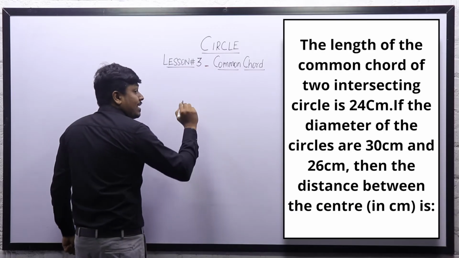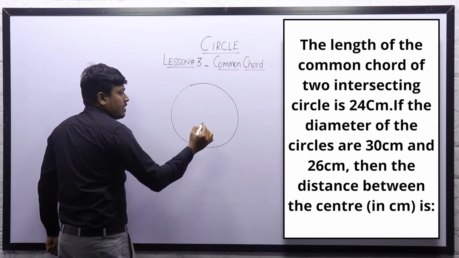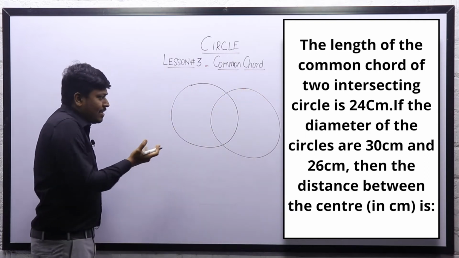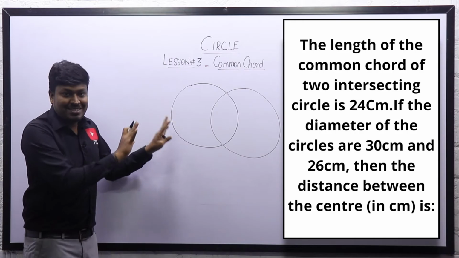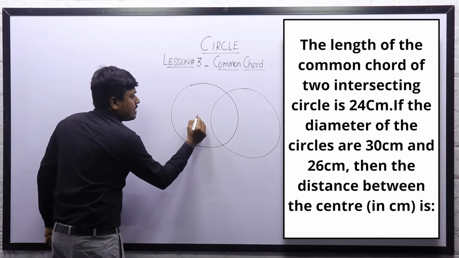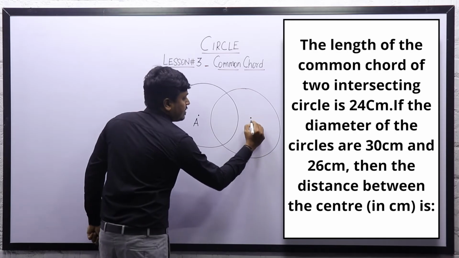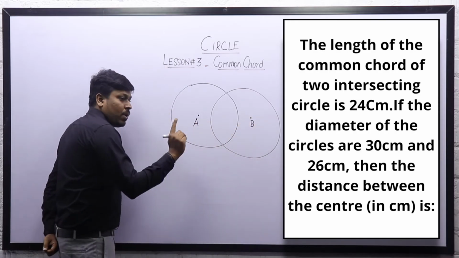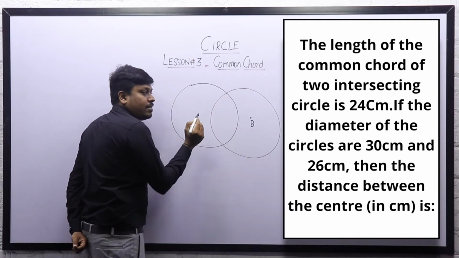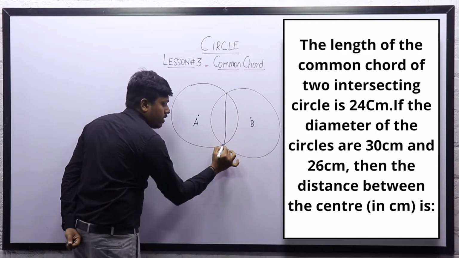There are 2 circles with different diameters, right? Let me take this as the first circle, and we can take this as another circle. Even though it does not look like a circle, just assume it's a circle. One circle is 30 centimeter diameter, and let me take this as A. A will be the first circle and B will be the other circle. Just listen carefully. The chord is drawn through the 2 intersecting points of the circles. So this will be the first intersecting point, and this will be the second intersecting point. So the chord is commonly drawn for both these points.